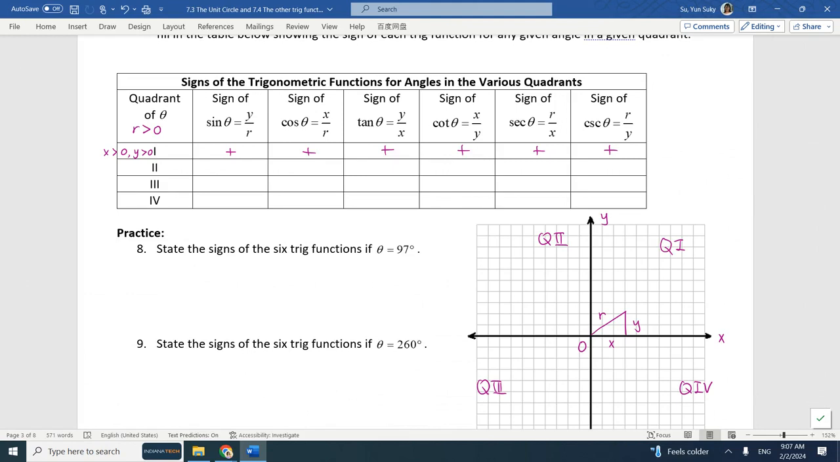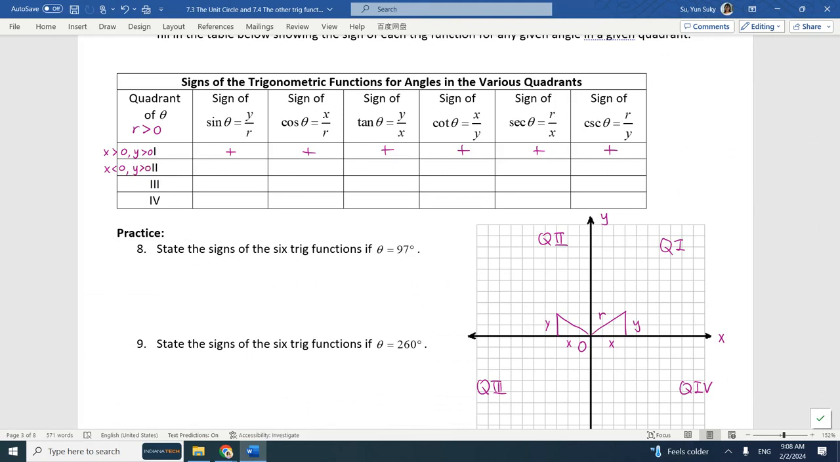Now look at quadrant 2. Let's draw something like this. That's the y, that's x. What do you say, is your x positive or negative? Negative. So in quadrant 2, x is negative. How about your y? Positive. Right, everybody? Okay, how about you guys take turns to tell me?